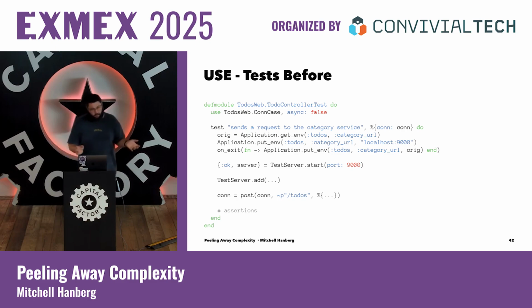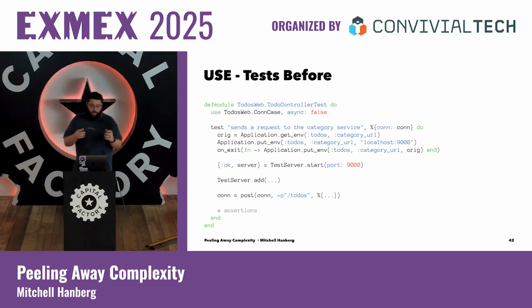So our test before, you've probably seen this in a lot of places. We have our async false, because we're going to be touching some global state. And here, the way we're configuring, I'll note, in this kind of test, we're mocking the HTTP requests with this library called test server. It's very similar to Bypass, where it boots up a little instance of an HTTP thing and you set expectations and whatnot. But you have to align the port of that test server with your HTTP client.